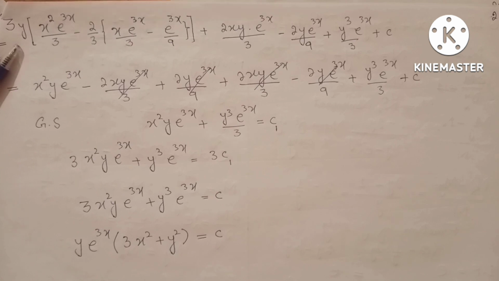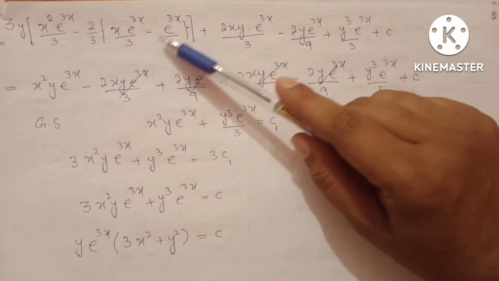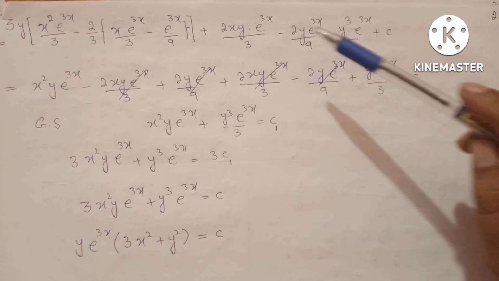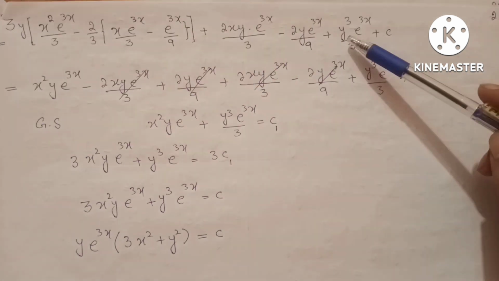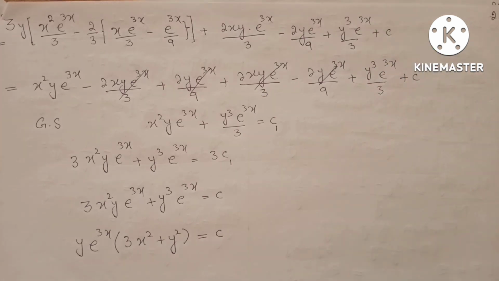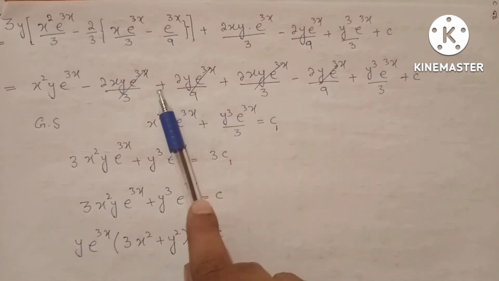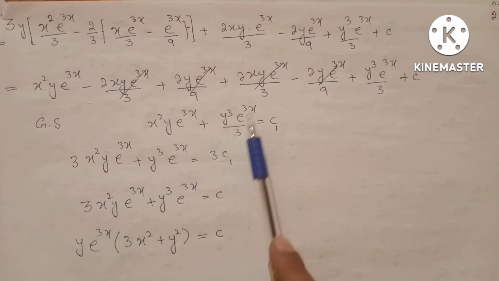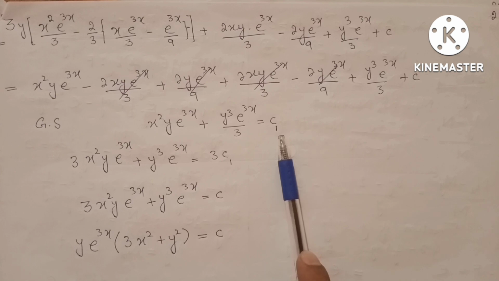After simplification: y x² e raised to power 3x divided by 3, minus 2/3 into x e raised to power 3x divided by 3, minus e raised to power 3x divided by 9, plus 2xy e raised to power 3x divided by 3, minus 2y e raised to power 3x divided by 9, plus y³ e raised to power 3x divided by 3, plus c, the constant of integration. These terms will cancel each other, and we will get only x²y e raised to power 3x plus y³ e raised to power 3x divided by 3 equal to c1, which is our general solution.